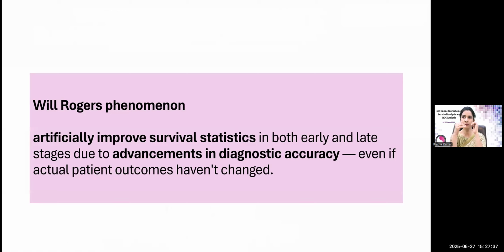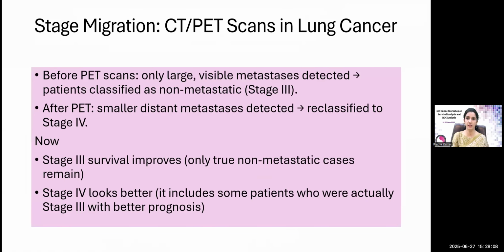So like I was saying, there is something known as the Will-Rogers phenomenon. So what is this Will-Rogers phenomenon? Because of some advancement in diagnostics over the time period, it will appear that there is an improvement in survival statistics, but actually it is not. It is an artificial improvement. Actual patient outcome has not changed, but just because of the advancement in diagnostic accuracy, it will appear that the survival time has changed.